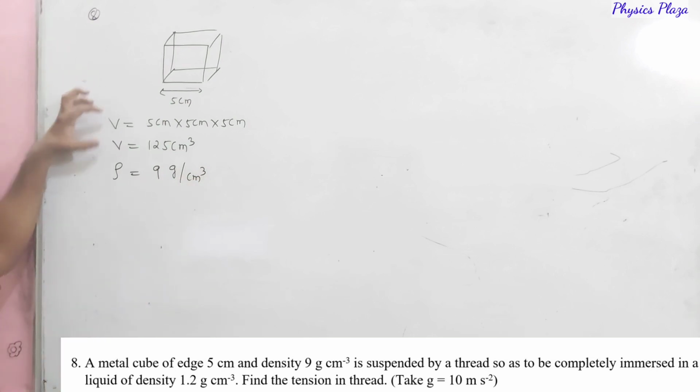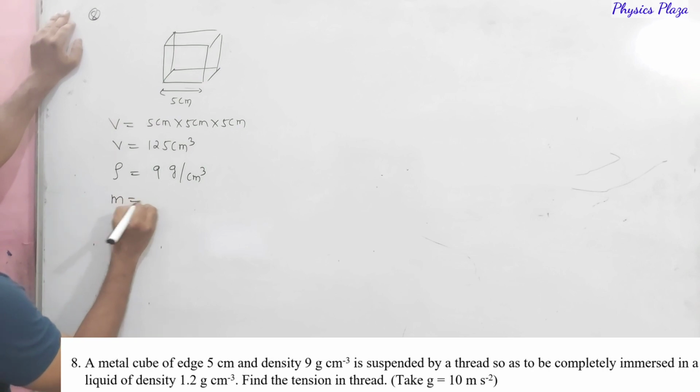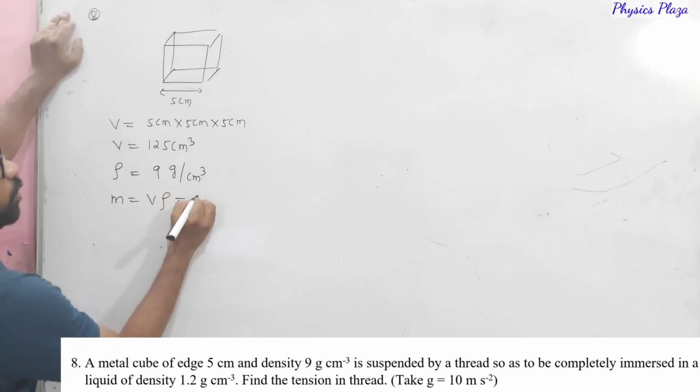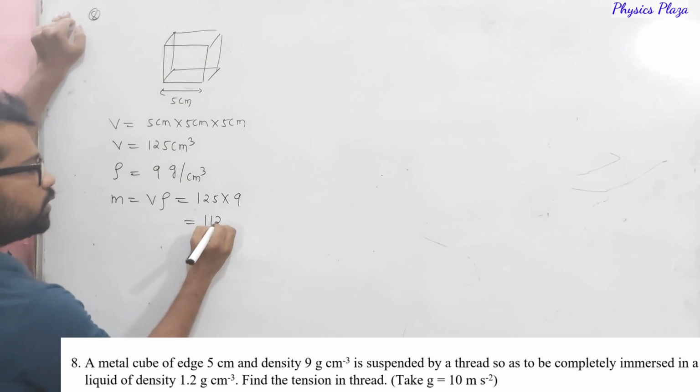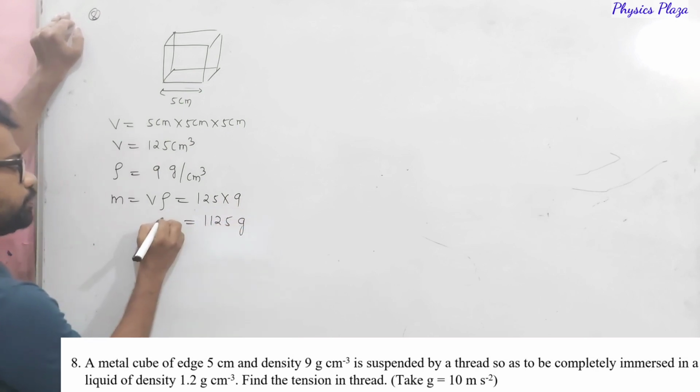Children, as volume is given and density is given, can't we calculate its mass? Yes, we can calculate its mass. Mass is equal to volume into density. This is going to be 125 into 9. This will become 1125 grams.